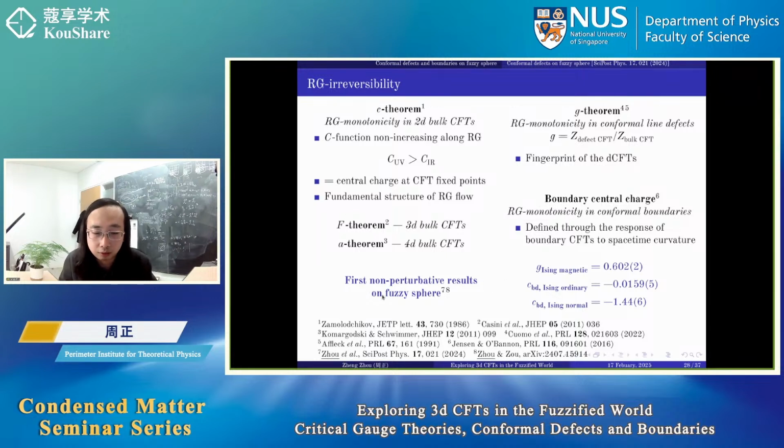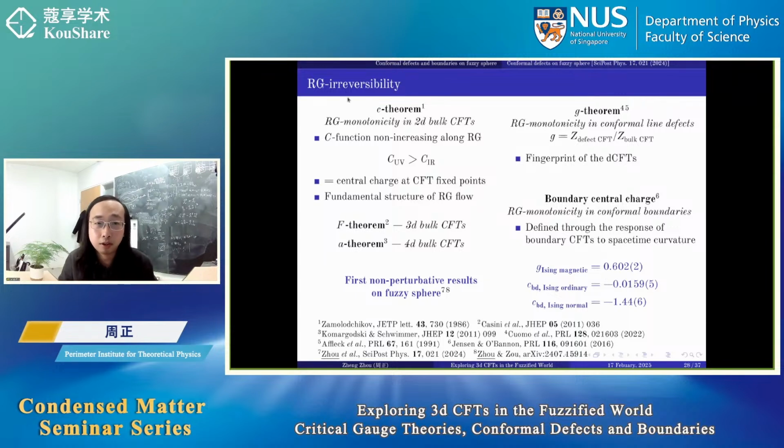So using the fuzzy sphere, we have obtained the first non-perturbative results of the G function of the Ising magnetic line defect and the boundary central charge of different kinds of Ising boundaries. And the values have proven to agree very well with later conformal bootstrap results.